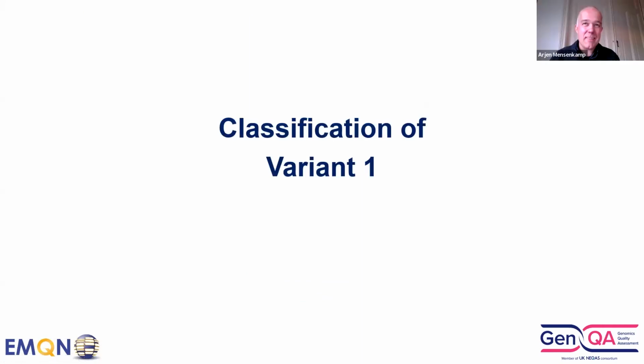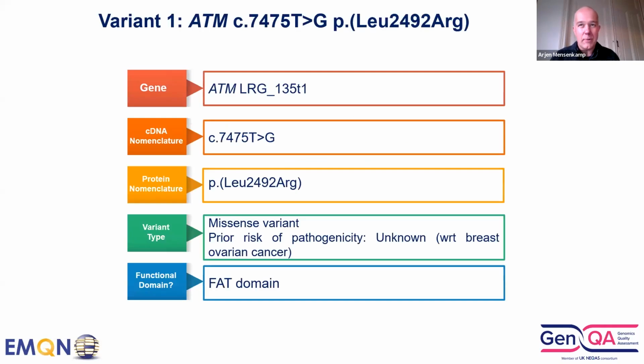Hi, my name is Arjen Mensenkamp and I am a clinical laboratory geneticist in Nijmegen, the Netherlands. And I'm also a member of the ClinGen ENIGMA expert panel for BRCA1 and BRCA2. But today I will discuss with you both ATM variants. The first variant, c.7475T>G, encodes a change of leucine at 2492 to arginine. And it is a missense variant within the FAT domain in the 3' end of the gene.